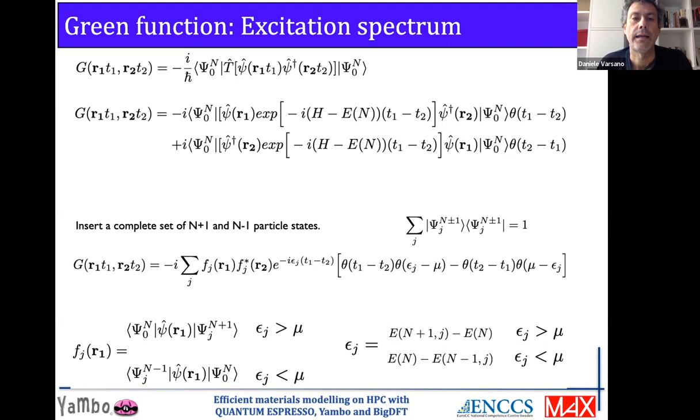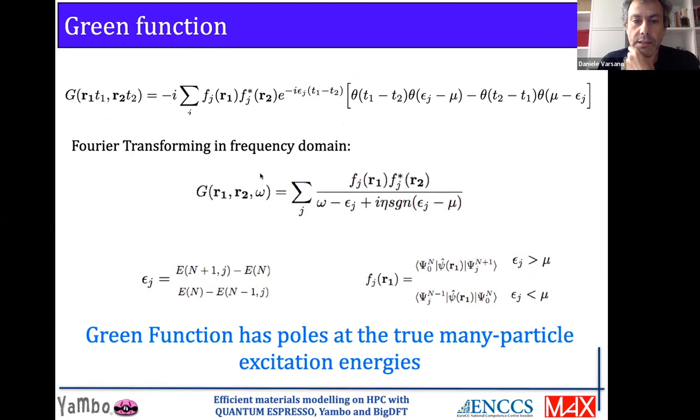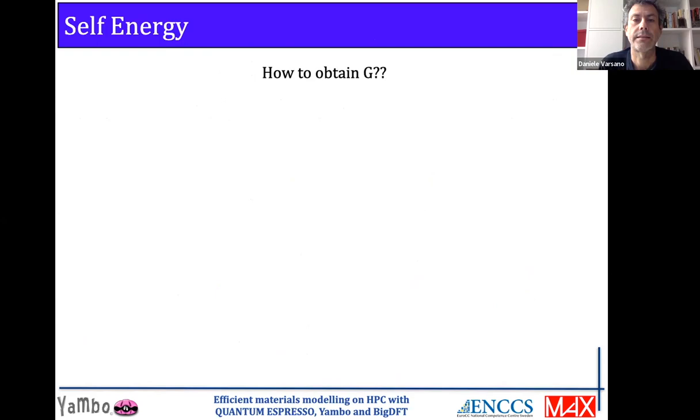So this is the expression in real time. We can Fourier transform, as was shown already by David, and you can realize with this expression that the Green function has poles exactly at the many-particle excitation energies we want to calculate. So it is a very powerful tool to access the photoemission experiment.